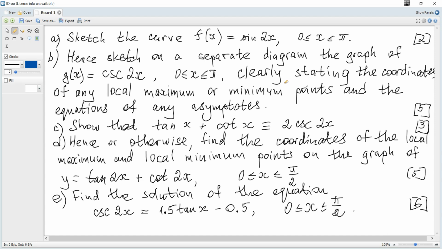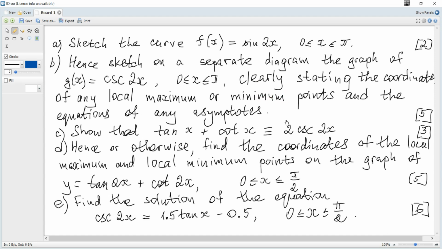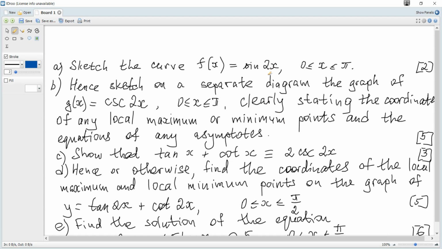Sketch the curve f of x is sine of 2x. How to get sine of 2x from just sine of x? This 2 implies horizontal contraction by factor of 2 with y-axis invariant. Notice that it's contraction. If you want to say in terms of stretch, it's stretch by factor of one half.